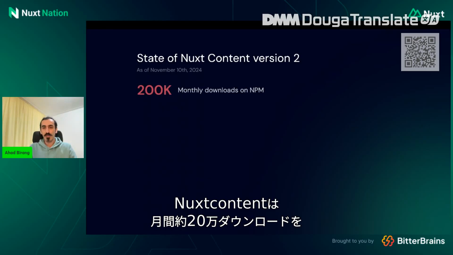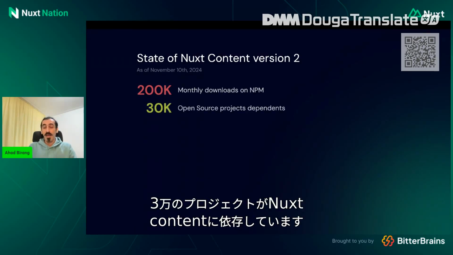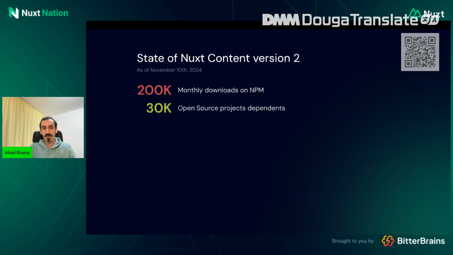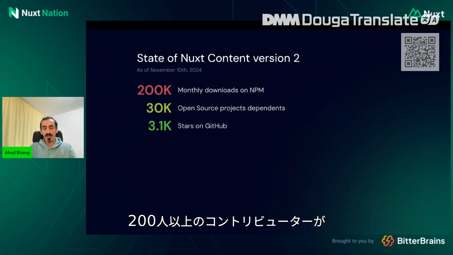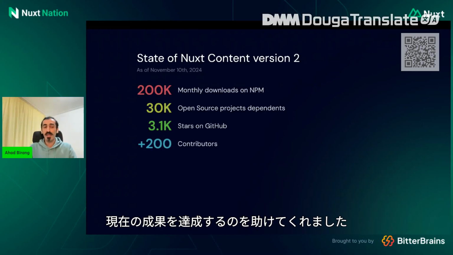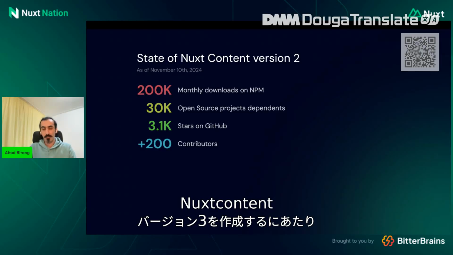Currently, Nuxt Content has around 200K monthly downloads on npm. According to GitHub, 30K projects depend on Nuxt Content. Almost 3.1K stars on GitHub, and more than 200 contributors help us to achieve what we have right now.